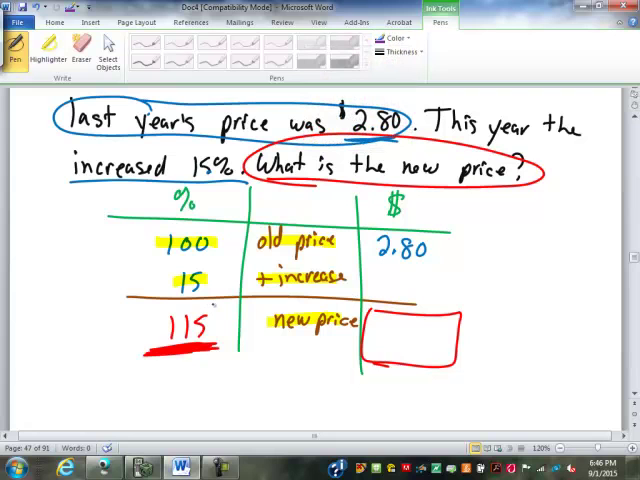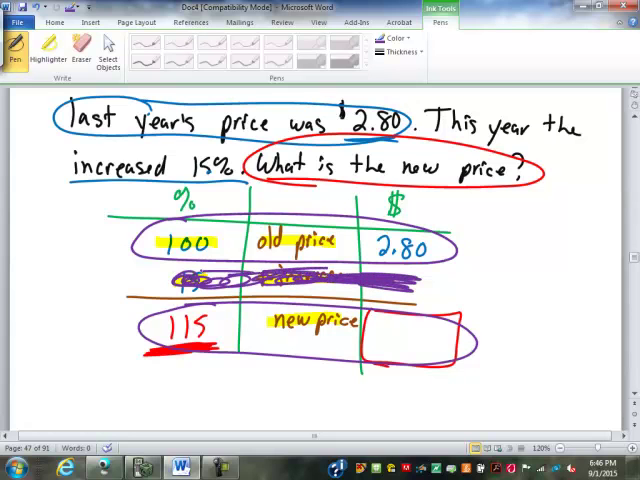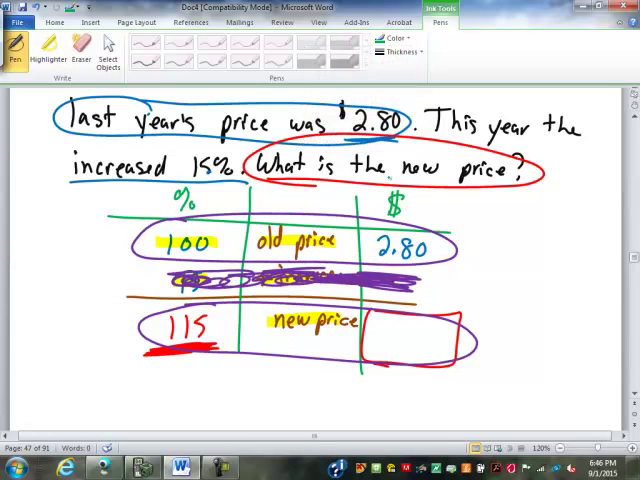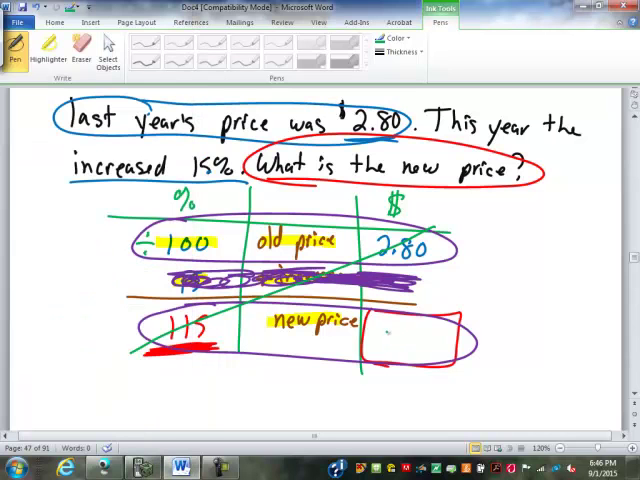So in this one, this is the row. The bottom row here contains the number we're looking for. We also need a row that has both numbers. Which row has both numbers? The old price, right there. Has the percent and the dollar. So in this case, it's the middle row that we're not going to use. That has a number missing in it, so it's not going to help us. So we'll go ahead and cross multiply and divide. 115 times $2.80 divided by 100 is $3.22. That is the new price.